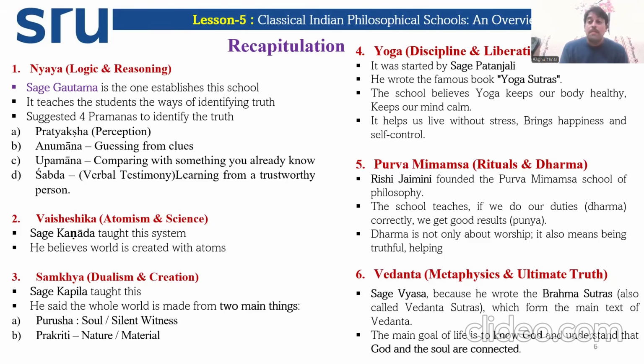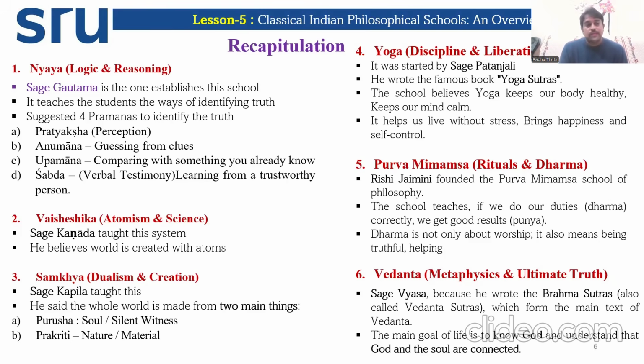That is called Upamāna. And Śabda, verbal testimony, learning from a trustworthy person. Somebody might have witnessed the crime. If you feel that he is a trustworthy person, you can believe and proceed further. So these are all the 4 different logical ways suggested by Gautama from the school called Nyaya to identify the truth behind it. That is in brief about Nyaya school.